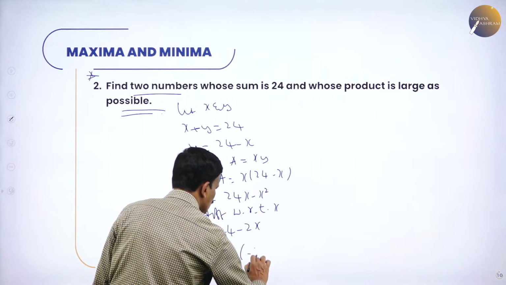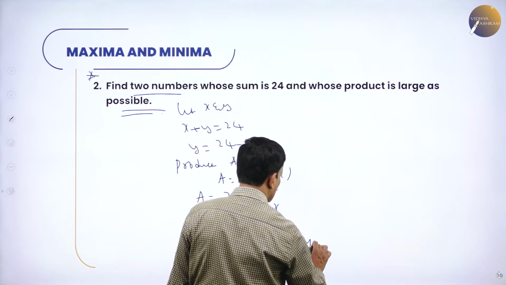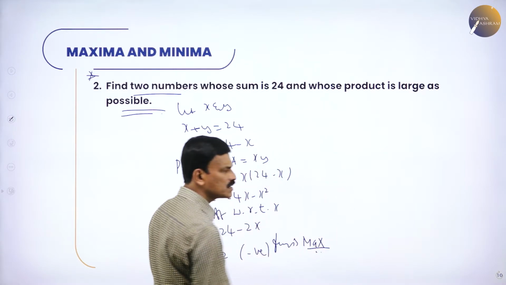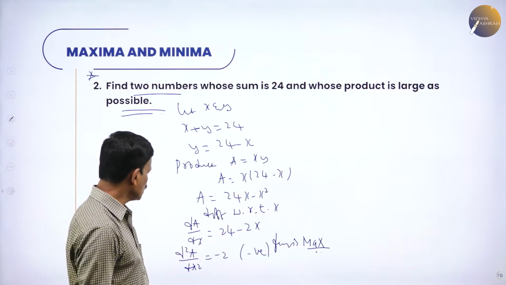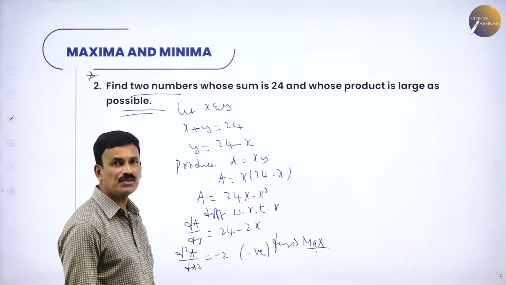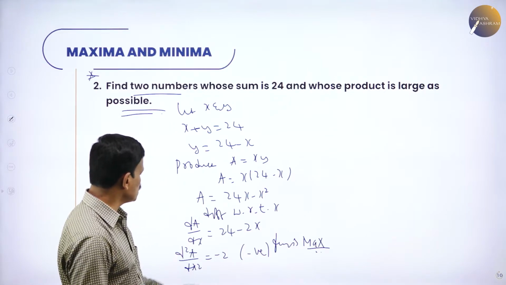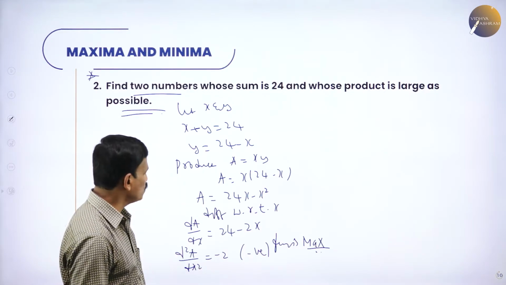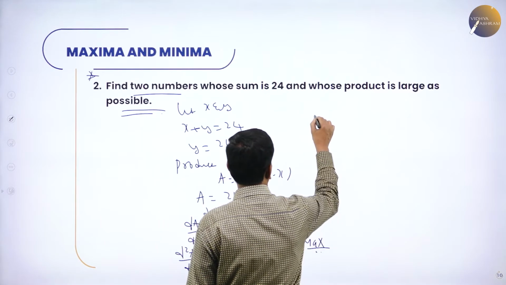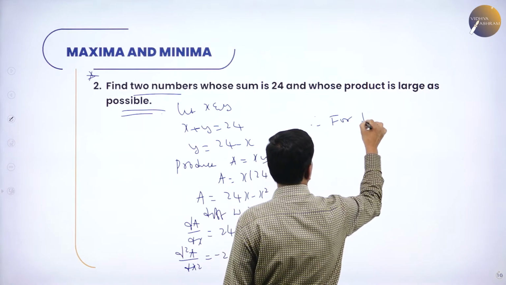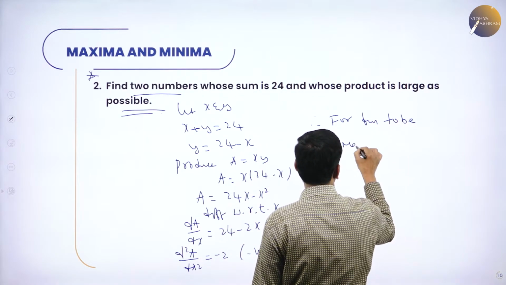That means negative. That means the function is maximum. Very simple. Differentiate: dA by dx is 24 minus 2x. For the second derivative, differentiation of 24 is 0, and minus 2 into x is minus 2. So d square A by dx square is negative, which means definitely the function is maximum.